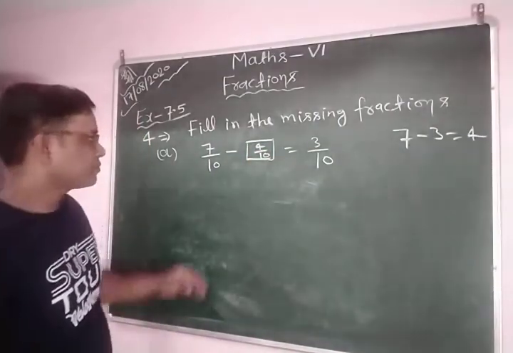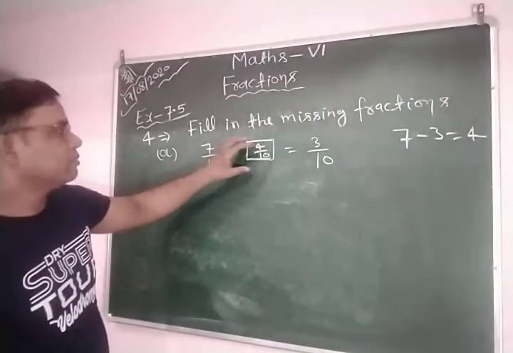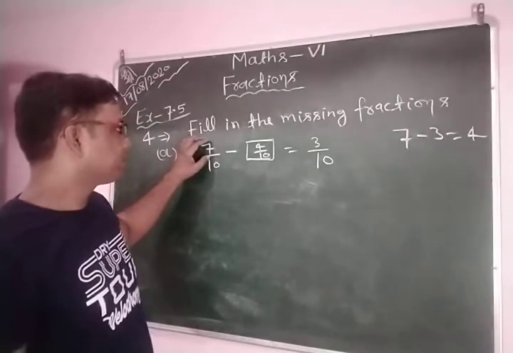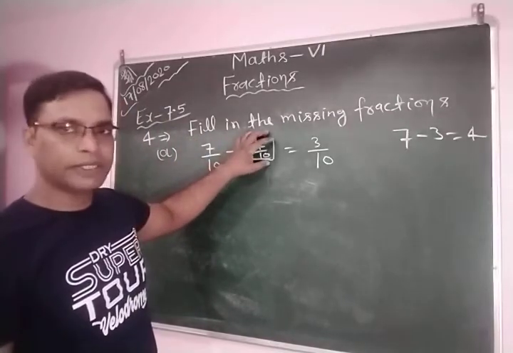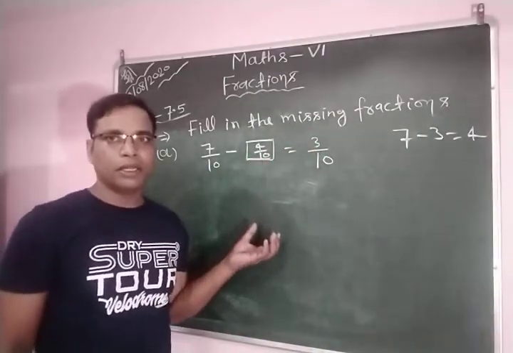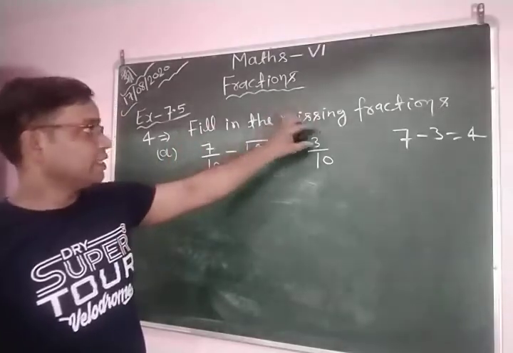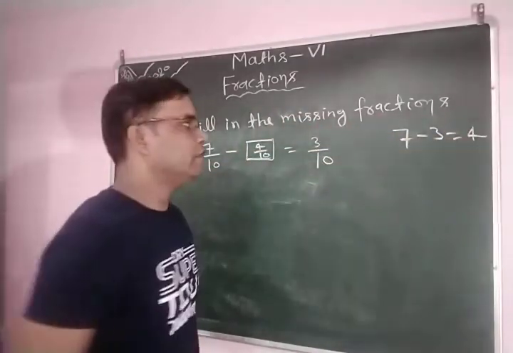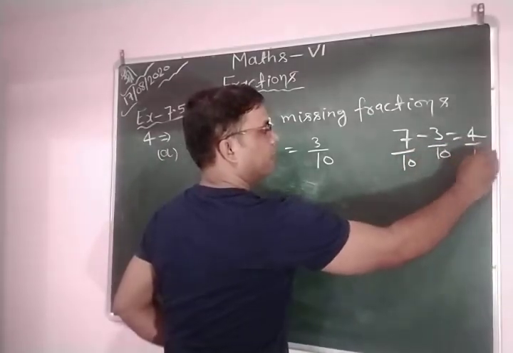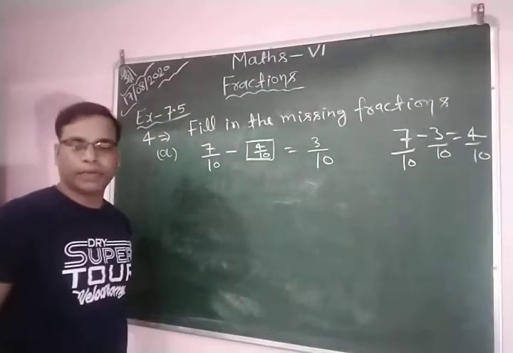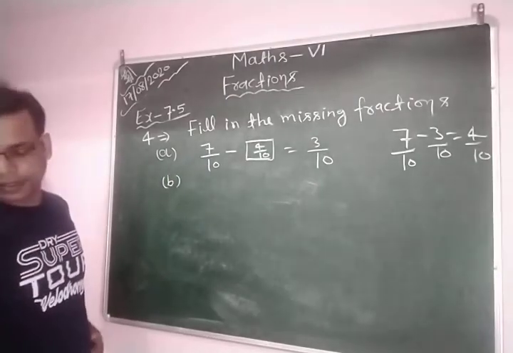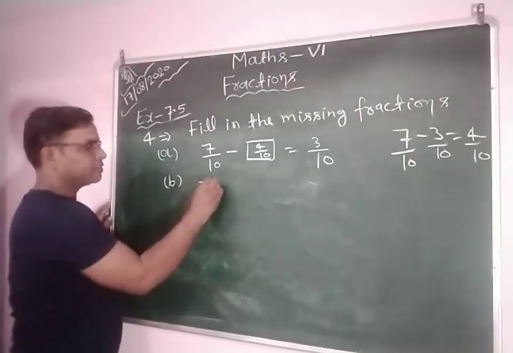If you subtract 4 by 10 from 7 by 10, you have 3 by 10. Here it is given 7 by 10 minus blank space, this box is equal to 3 by 10. So what is the number here? We have 10. Just do 7 minus 3, which is equal to 4. So 7 by 10 minus 4 by 10 is equal to 3 by 10. So you can write here 4 by 10. Next, B part. B part is here. This is the blank space.